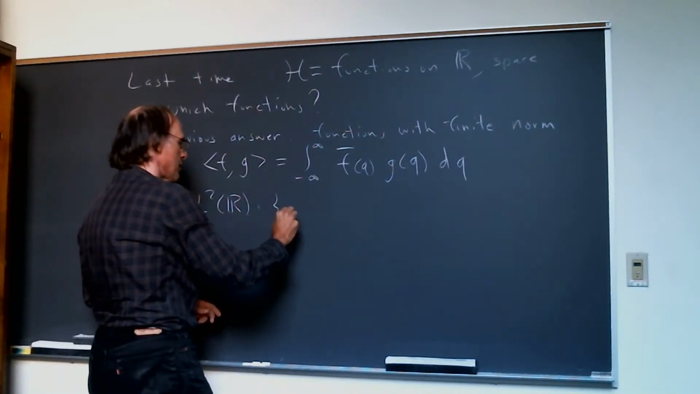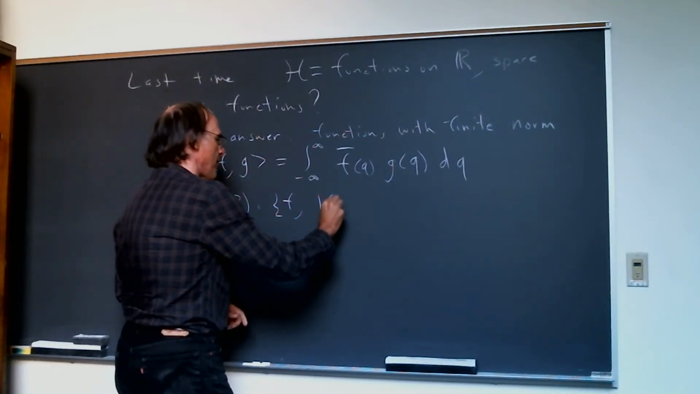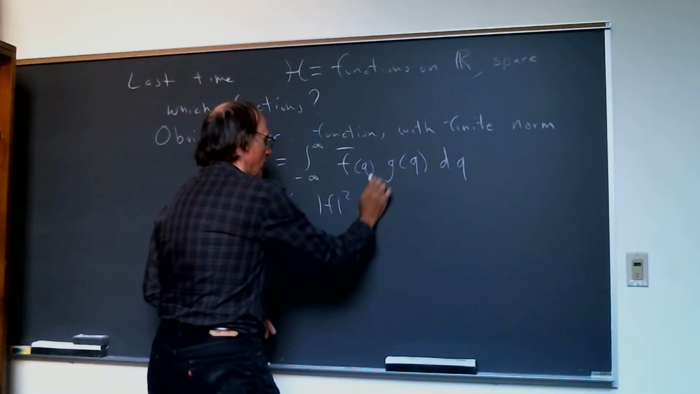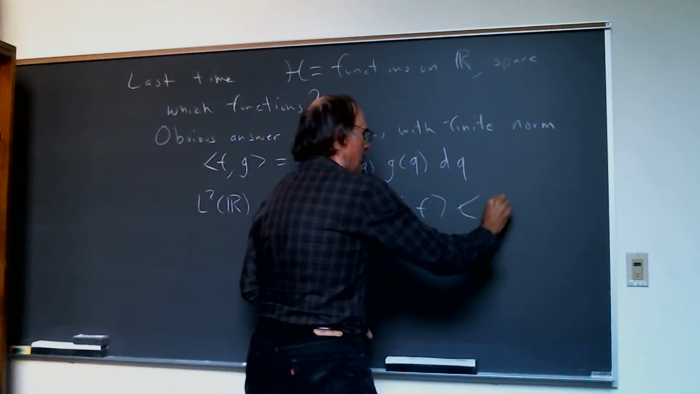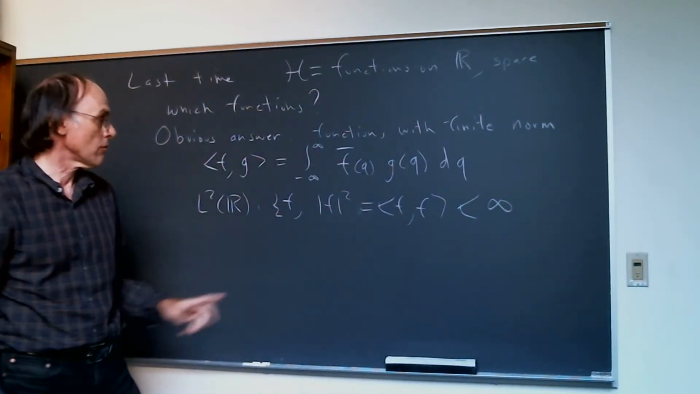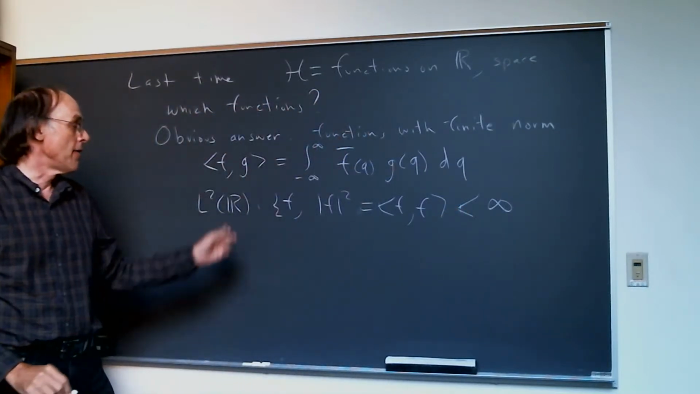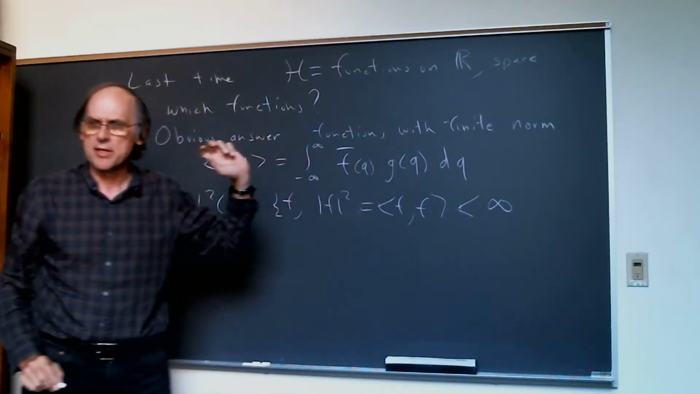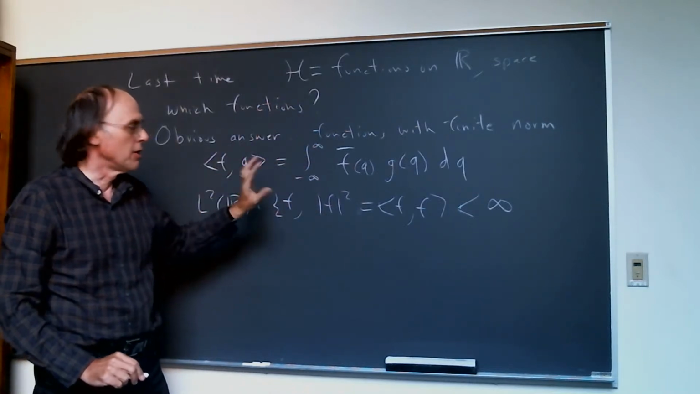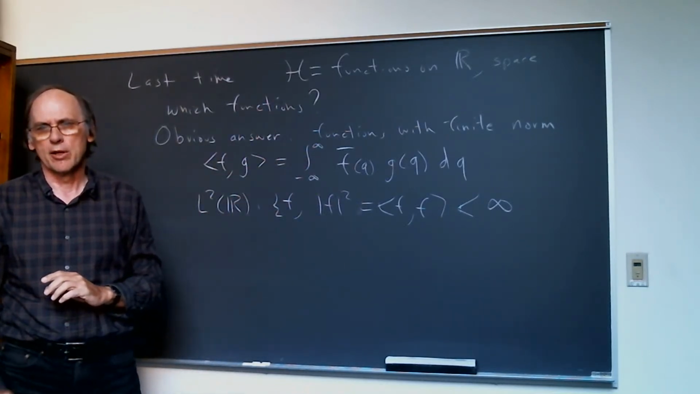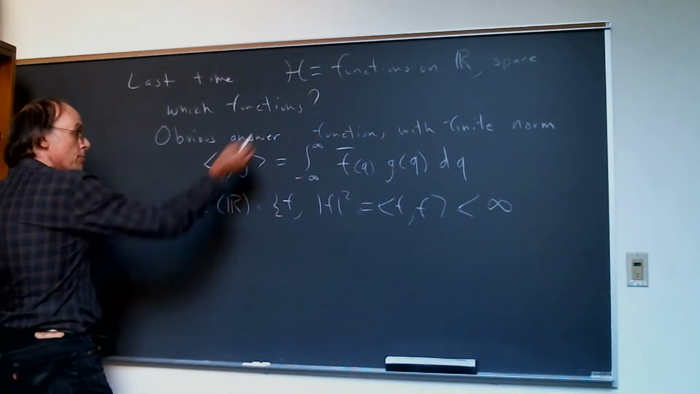And then you say that L2 of R is the set of functions f where the integral of f squared is finite. So what you want to do is look for things with finite norm, and then the inner products between these things are going to be finite, and you can use the general quantum mechanics formulas and Born's rule nicely. But there's problems with this.